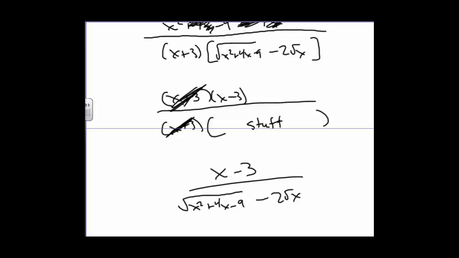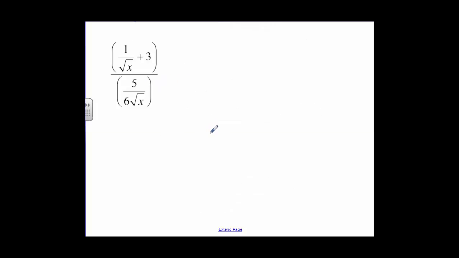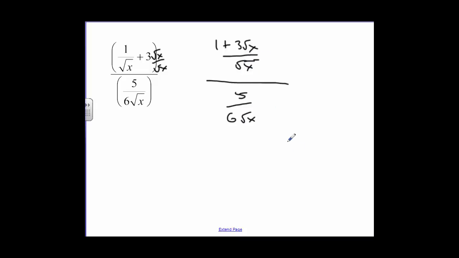So, oh yeah, last one. We threw more fractions in, right? So we have to find a way to deal with this. There's lots of different options. One option would be, for the top, at least for the numerator, let's give them common denominators. So what we could do is make this root x over root x, just so they have common denominators, and turn this into 1 plus 3 root x over root x. And then I will divide it by 5 over 6 root x.